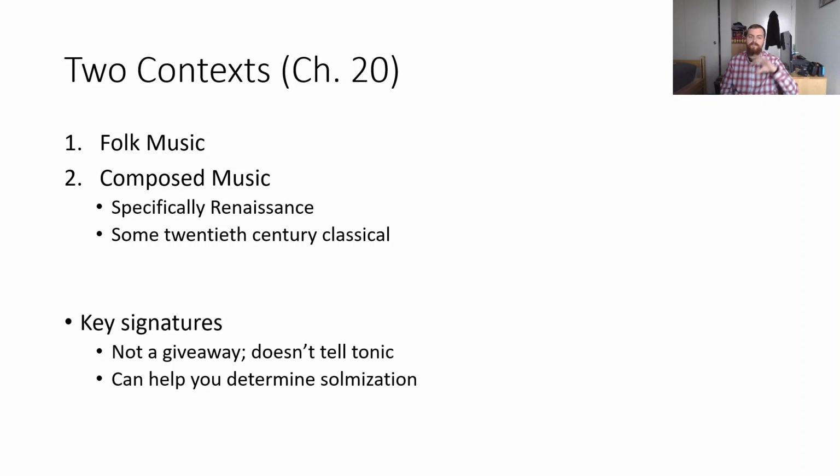The second type of music is what they deem as composed music. So it was written with notation in mind and was written for more of what we would consider a classical context. And in this case, you've got a mixture of Renaissance music and some 20th century classical music that's kind of borrowing older modes again. So that's kind of the context of today.